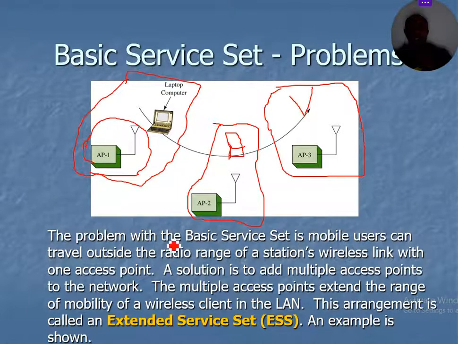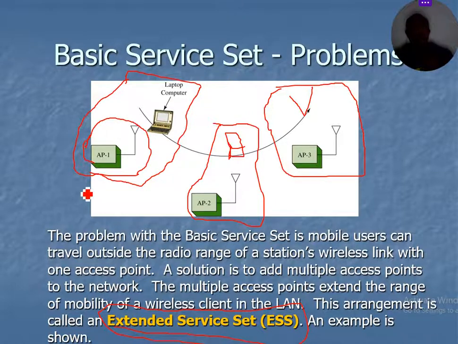Therefore, to solve or mitigate the problem, we have to have what we call the extended service set. The extended service set is to create multiple basic service sets, what you used to call the communication mask.